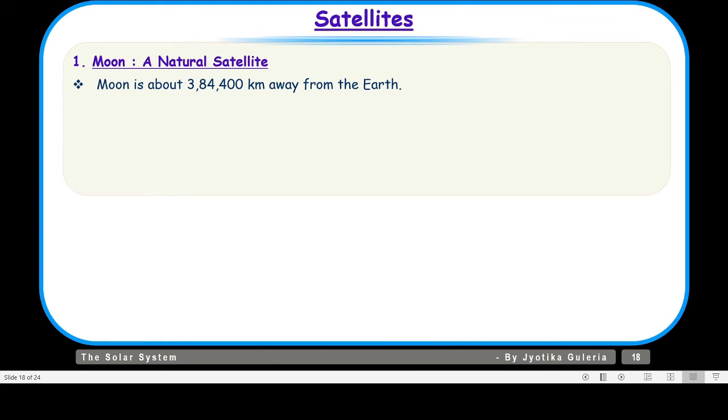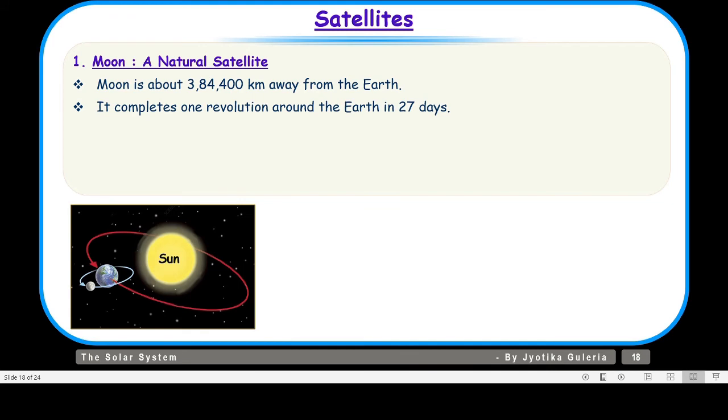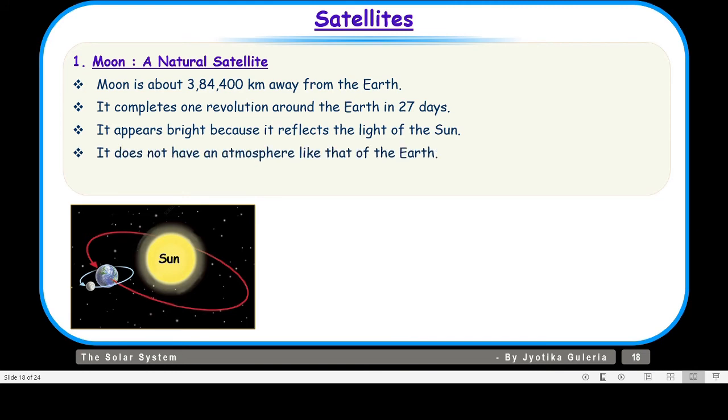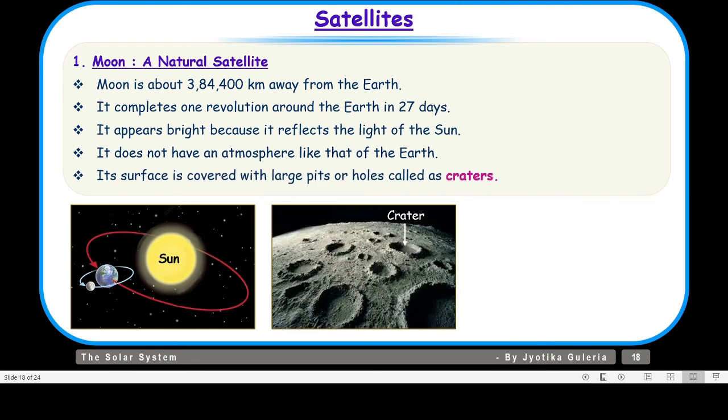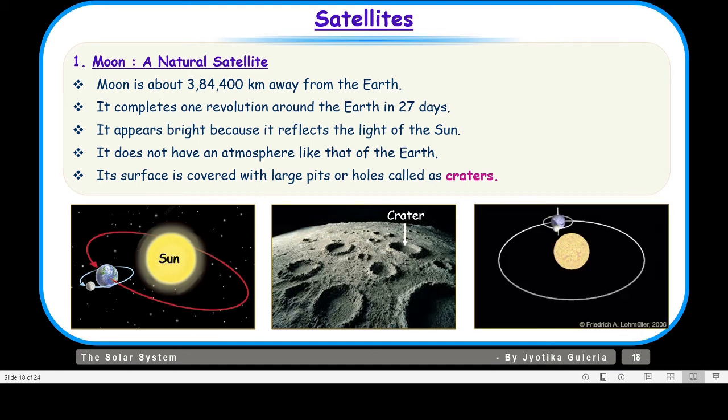Moon is a natural satellite. Moon is about 3,84,400 kilometers away from the Earth. It completes one revolution around the Earth in 27 days. It appears bright because it reflects the light of the sun. It does not have an atmosphere like that of the Earth. Its surface is covered with large pits or holes called craters.